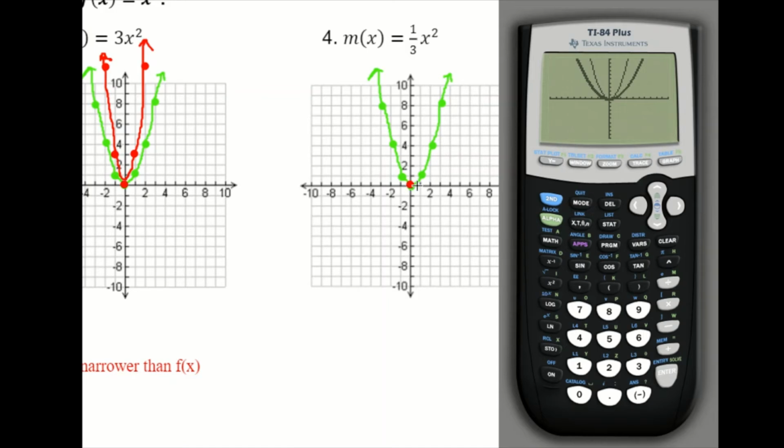0 times 1/3 is 0. 1 times 1/3 is 1/3. 4 times 1/3 is 4/3, which is like 1.3. Okay, 8 times 1/3 is 8/3, which is like 2.67. Yeah, I think. All right. So I'm gonna go ahead and plot these on the other half, because remember these parabolas are symmetrical. Okay, so if you can get one half of the parabola, you can just kind of copy it on the other side.